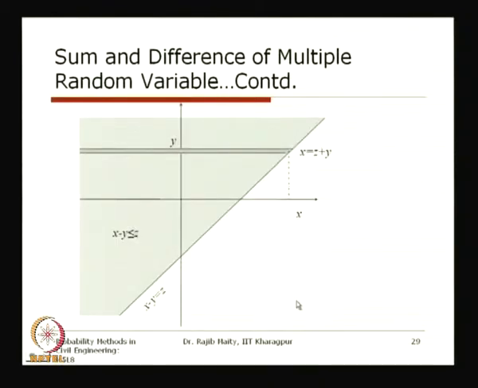Here also we have the same pictorial representation. This line shows that x minus y equals z, and this side is x minus y less than or equal to z. So, up to this you have to do the integration. Similar to the earlier discussion, you can take a strip either in this direction or in this direction, and in both cases, with suitable integration limits, we can do the integration to get the PDF.